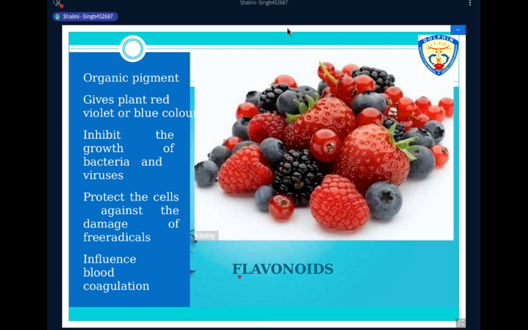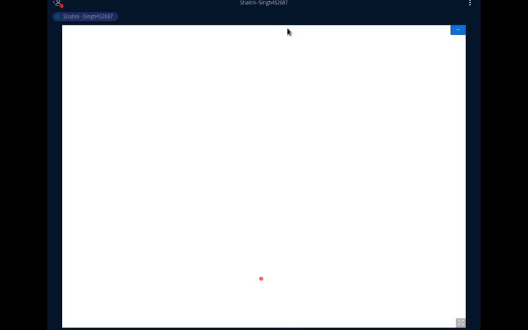Next example is the flavonoids. These are very, very good for our health. As you can see here, different types of fruits, cherries and berries. These are organic pigments that give plants red, violet or blue color. They inhibit the growth of bacteria and virus, and protect the cells against the damage of free radicals. That means they also have a lot of antioxidants. So they have antioxidative quality and they also influence blood coagulation.